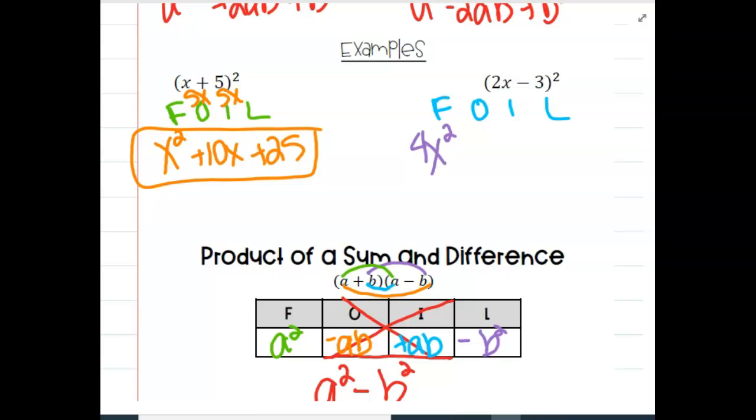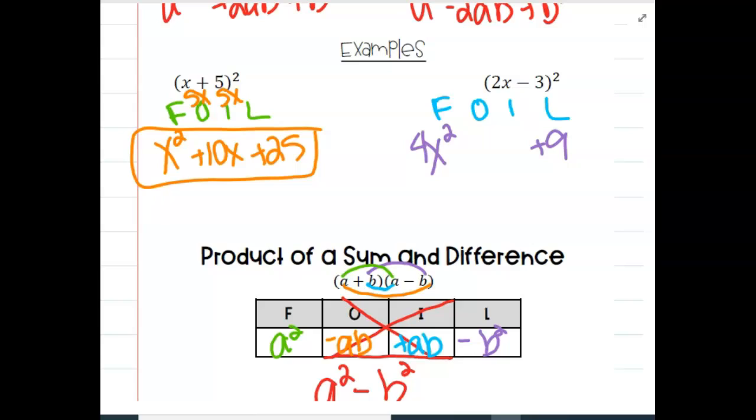Okay, then jump to the L, because the F and the L are easy. The last term in both sets of parentheses is going to be 2x minus 3, 2x minus 3. You're going to take negative 3 times negative 3, which is going to be a positive 9.